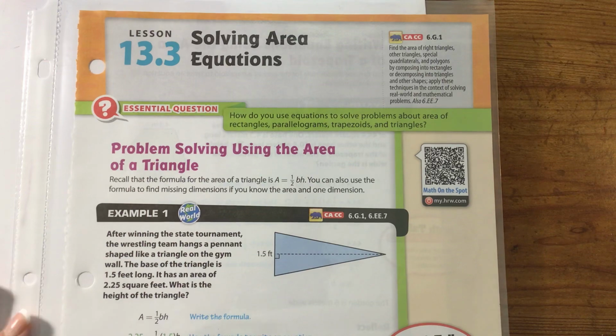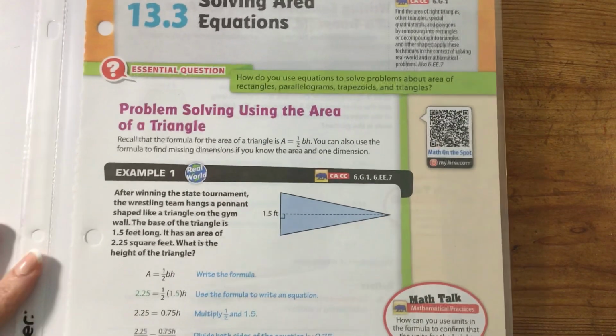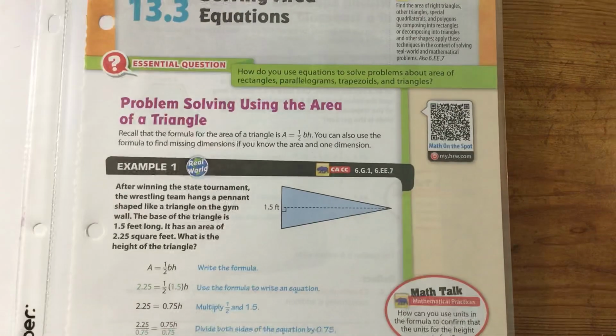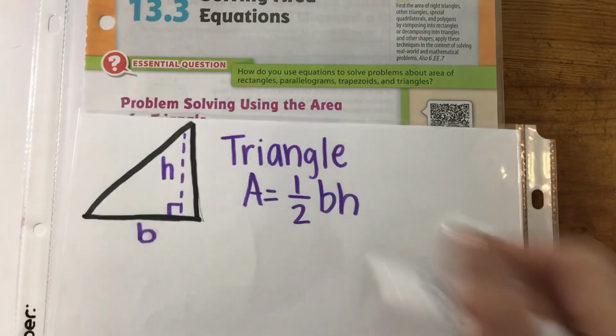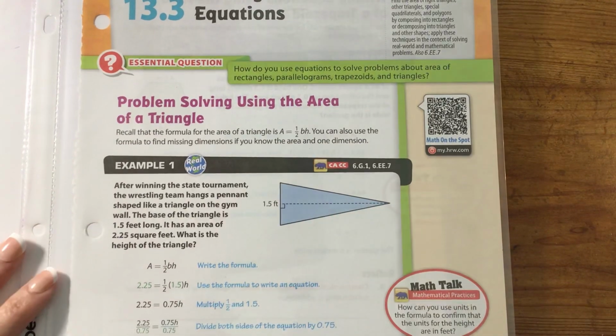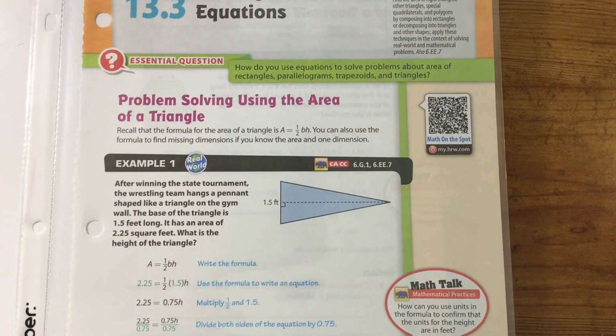Okay, lesson 13.3, problem solving using the area of a triangle. So remember, here are my notes, and here's the formula to find the area of a triangle. They actually give it to you here as well. Recall that the formula for the area of a triangle is A equals 1/2 base times height. You can also use the formula to find missing dimensions if you know the area and one of the dimensions.